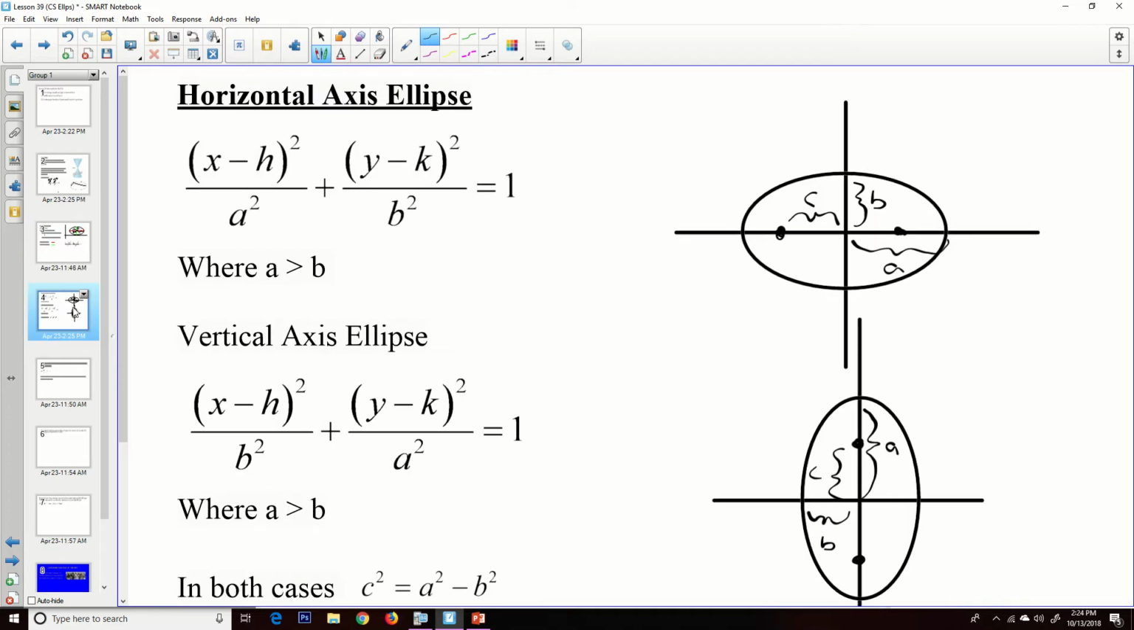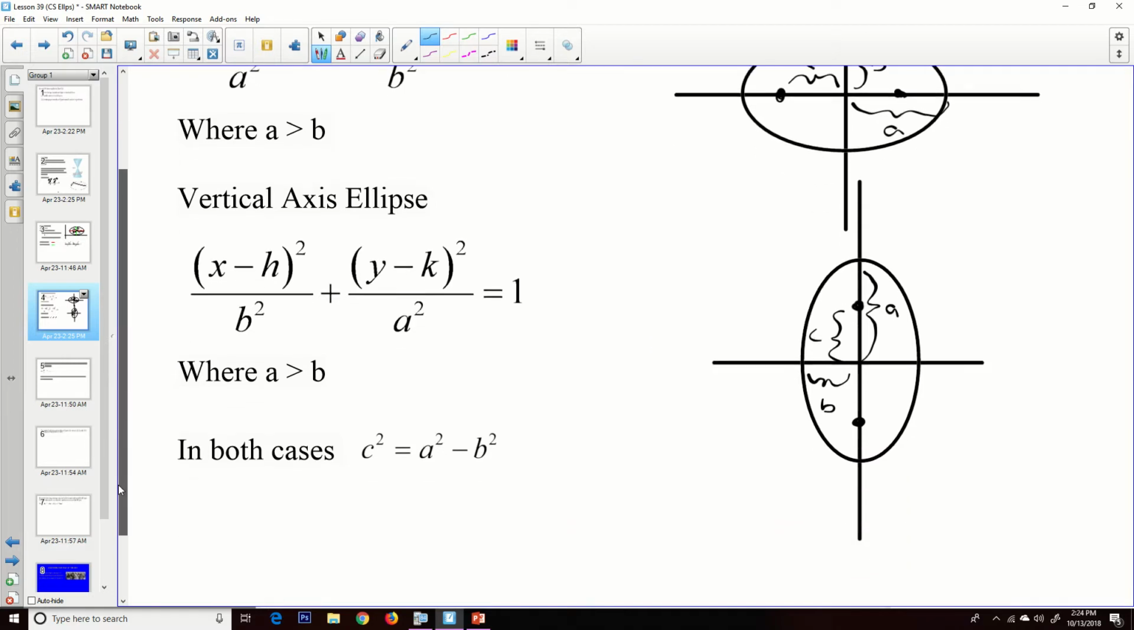We can have two different types of ellipses, a horizontal ellipse and a vertical ellipse. The way that we tell the difference is by a value a being bigger than b. The way I determine whether I have a horizontal axis ellipse or a vertical axis ellipse is I compare these two numbers underneath the x value and the y value. If the number under the x value is larger, we have something that looks like this, a horizontal ellipse. If the value under the y minus k squared is larger, then we have a vertical axis ellipse.